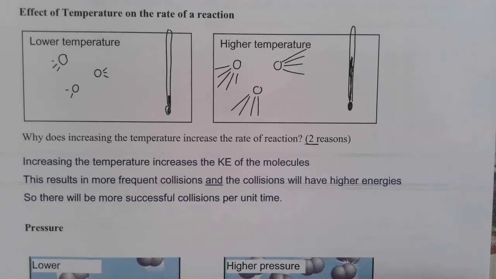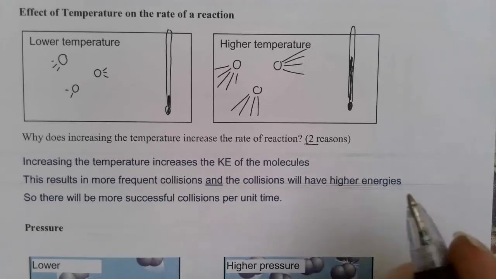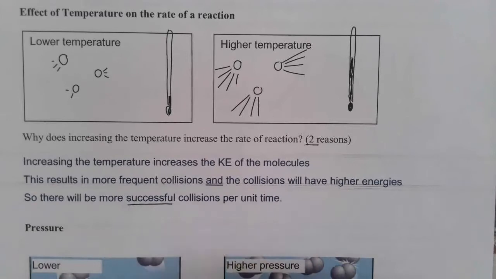The overriding factor is that because you've increased the kinetic energy of the molecules, more of those molecules will have an energy greater than or equal to the activation energy. In other words, they will be able to overcome that barrier. And therefore, there again will be more successful collisions per unit time. Notice the change here from just more collisions to more successful collisions. And that's an important distinction.